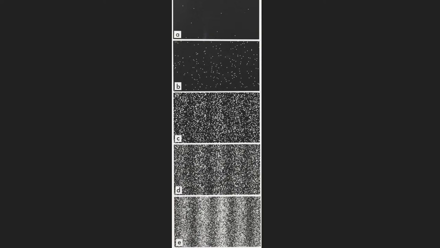And I should give credit. This experiment was conducted by Akira Tonomura, doing exactly what I'm saying, firing electrons at a screen through two holes.